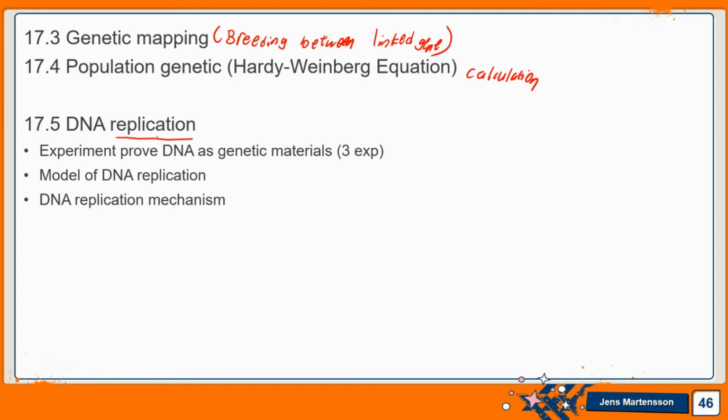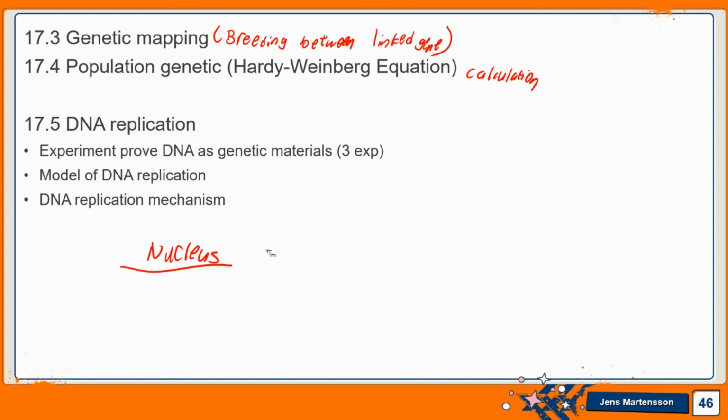Before we learn about DNA replication, we have to learn about the history of DNA, and also the experiments to prove DNA as genetic material. In early genetic studies, we did not know that DNA acts as the genetic material. In the earlier studies, we only knew that the nucleus carries genetic material.